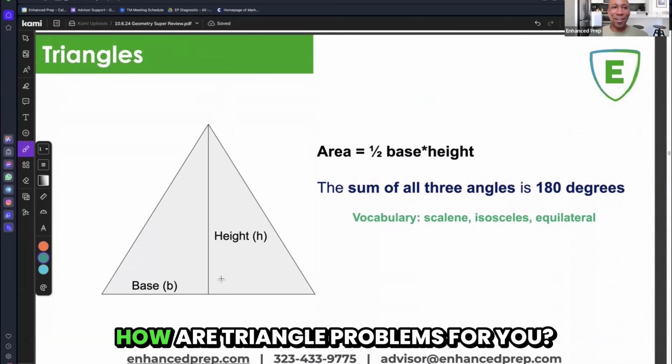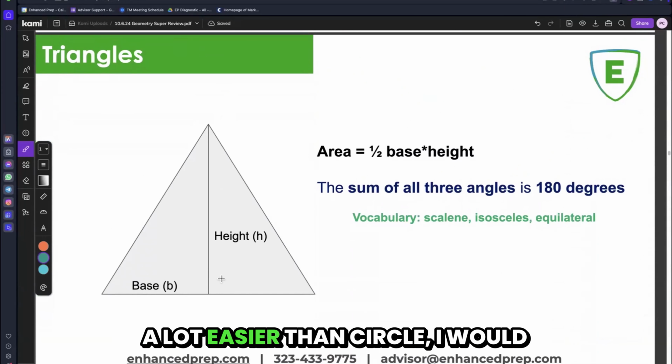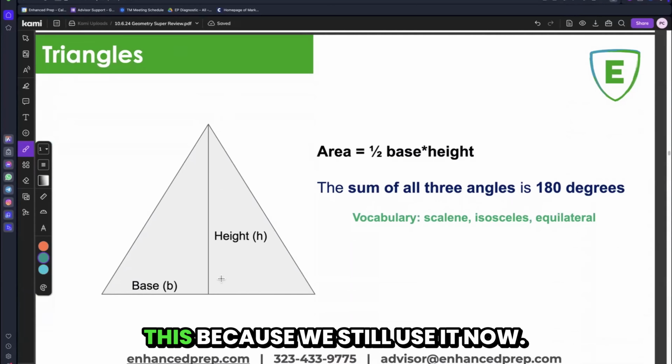All right, triangles. How are triangle problems for you? A lot easier than circles, I would say. I feel like I'm more familiar with this because we still use it now.